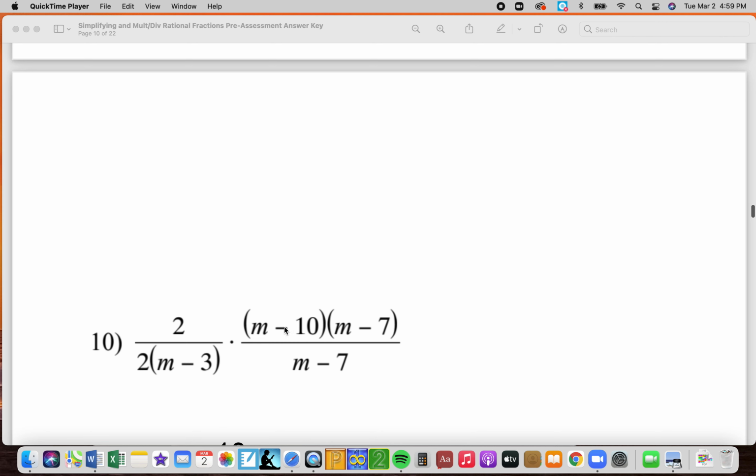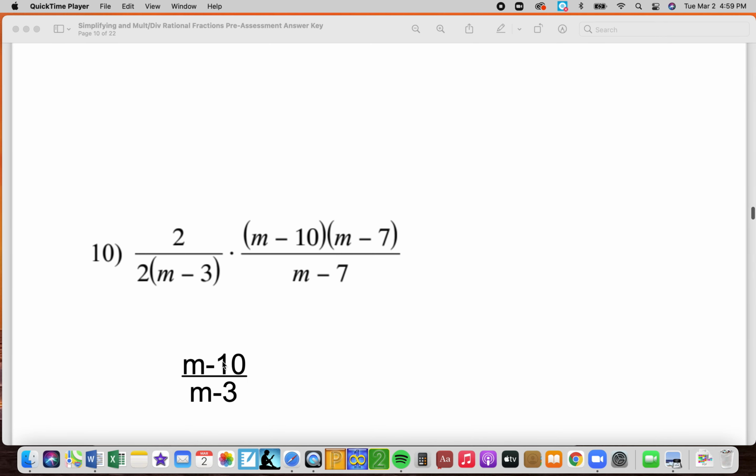Number 10 also is already factored for us. There are already products all around here. Since they're products, we can start canceling things. M minus 7 in the denominator with the m minus 7 in the numerator, the 2 in the numerator with the 2 in the denominator, and that leaves us with m minus 10 over m minus 3.